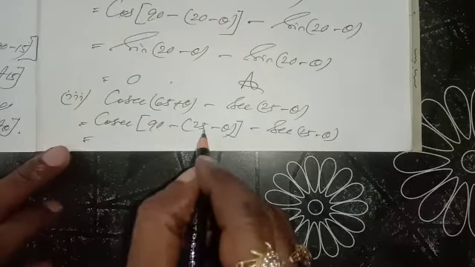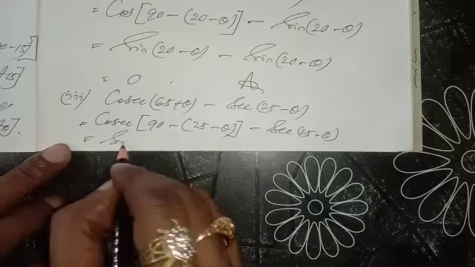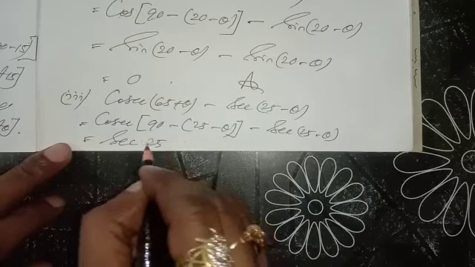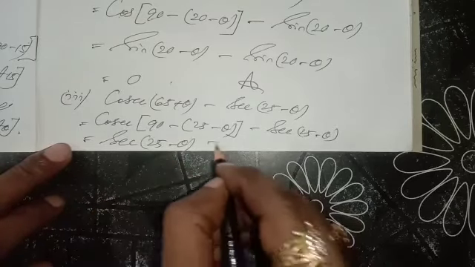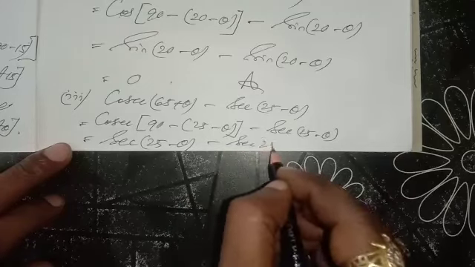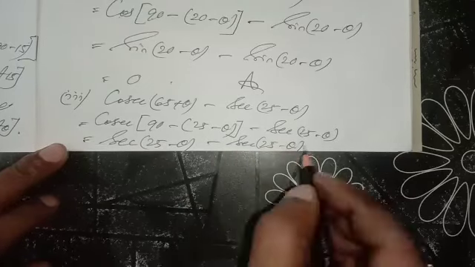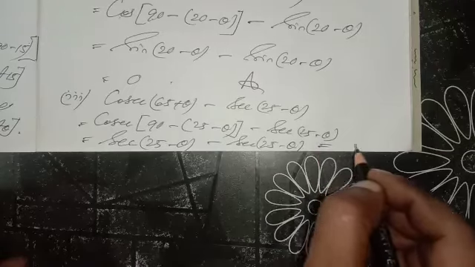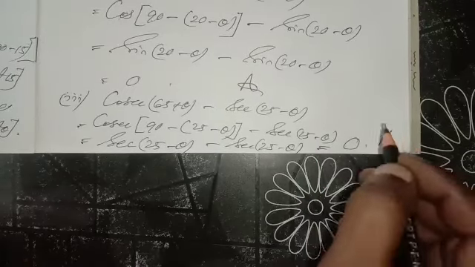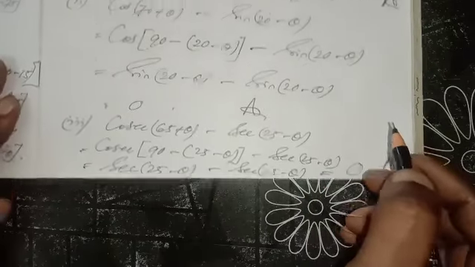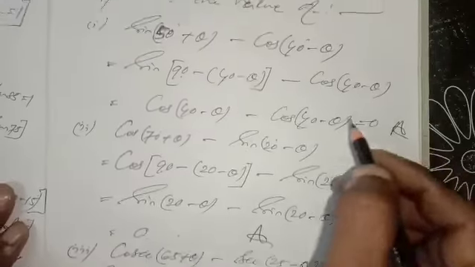Cosec 90 minus theta will be how much? Sec theta, that is sec of 25 minus theta, and here sec 25 minus theta. Both are the same or not? So what is the answer coming? Answer coming 0. In this way, number 7, first part, second part, third part, that is the find the value of, I have already completed.